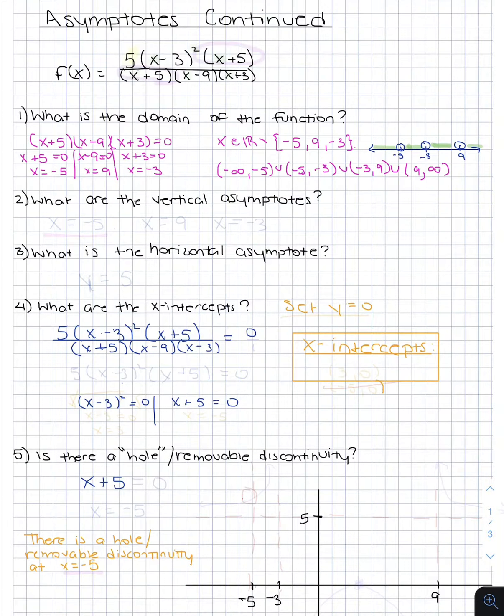Since the function can get really close to negative 5, negative 3, and 9, these are actually our vertical asymptotes, because it will never touch these lines at all. Remember, the equation of a vertical line is always of the form x equals something. So x equals negative 5 is one of our vertical asymptotes. We also have x equals 9 and x equals negative 3.